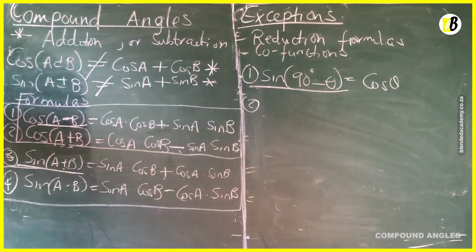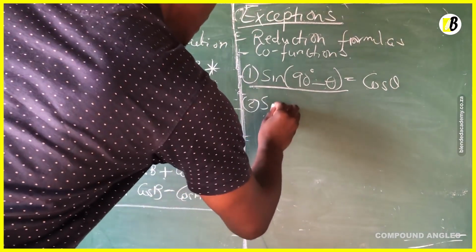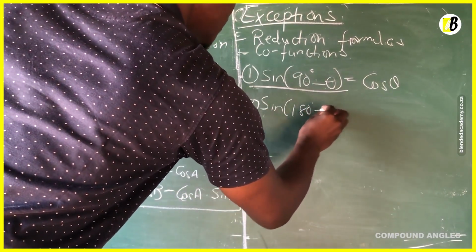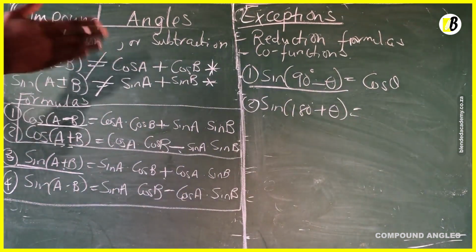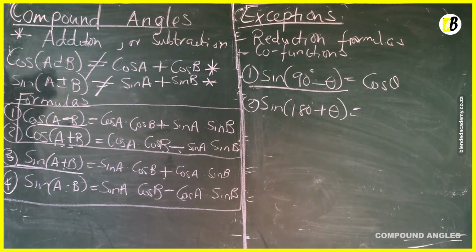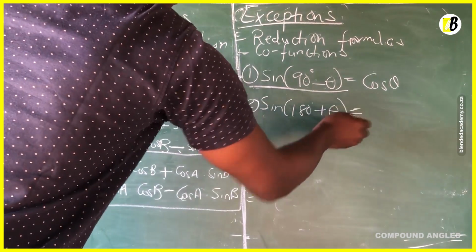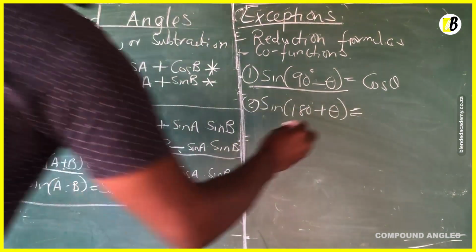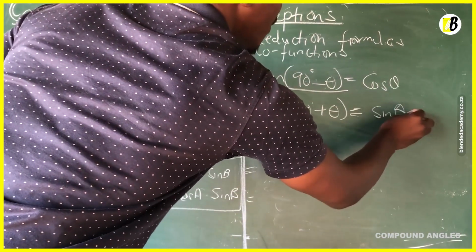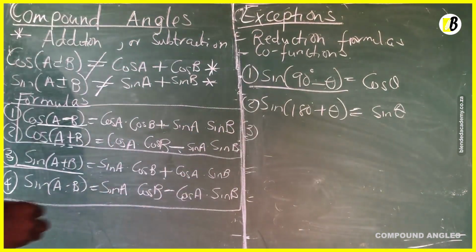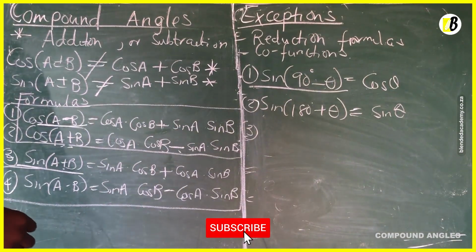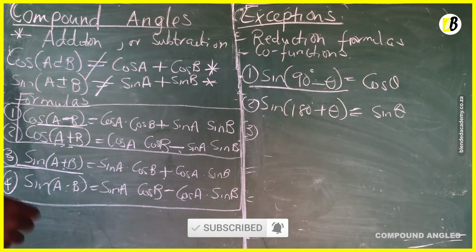So the second one is sine 180 degrees plus theta. This is the reduction formula. That is where you're going to use your reduction formula. So you can't be applying these compound angle formulas. This gives us minus sine theta. This is also discussed in our previous video, where we discussed revision from grade 11, covering reduction formula and negative angles.